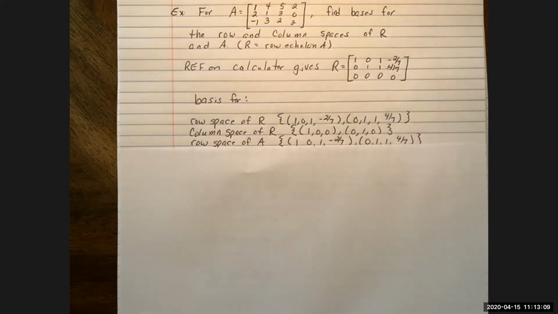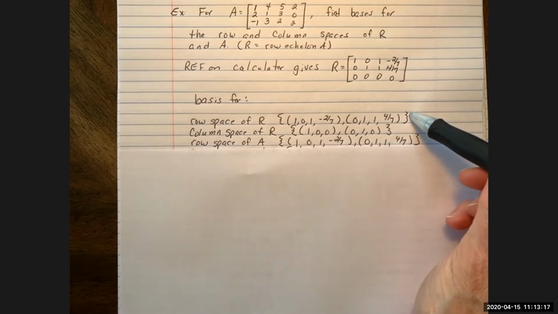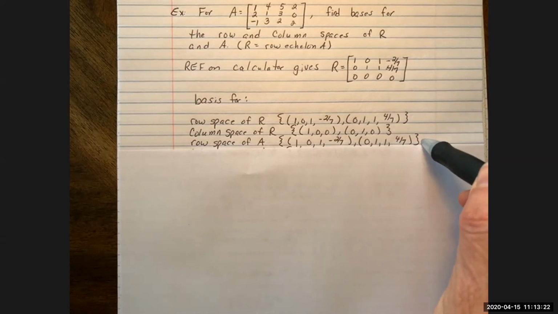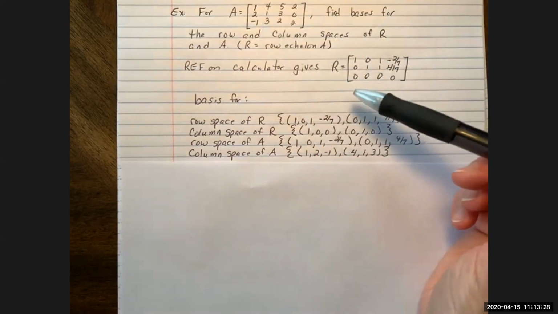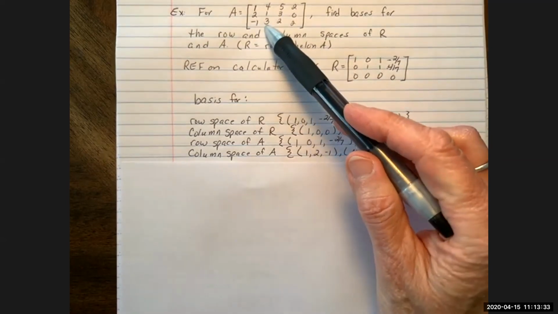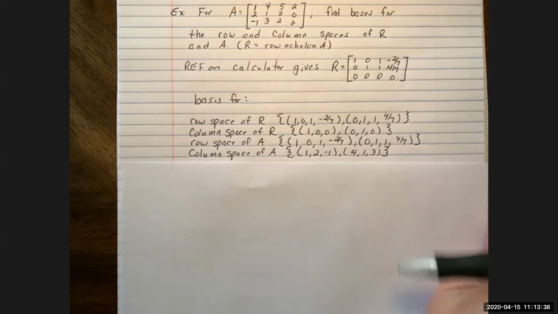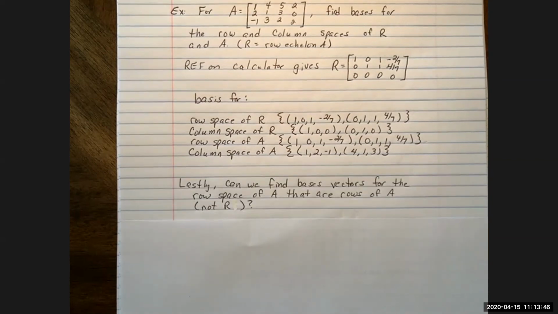When we go for the row space of A, we can use exactly the same vectors that we use for the row space of R, because row operations do not change the row space of a matrix. So these two are going to be exactly the same. For the column space of A, we need columns of A that correspond to what we used in R. Since we used the first and second columns of R here, we're going to use the first and second columns of A to form a basis for the column space of A.